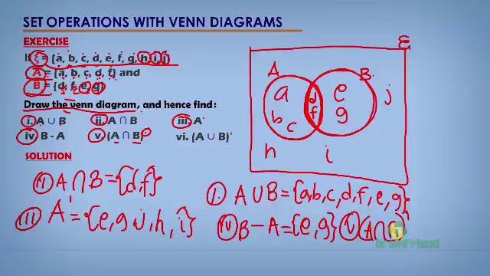Therefore, to indicate the region in question, we would have all of this region, exclusive of our intersection of A and B, which is our region here. Therefore, the elements found in all of our colored region here, if we listed them, would be A, B, C, E, G, H, I, and J. And that's the complement of A intersection B.